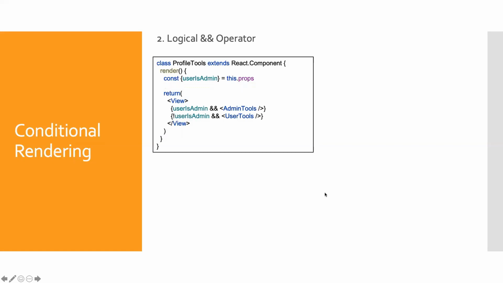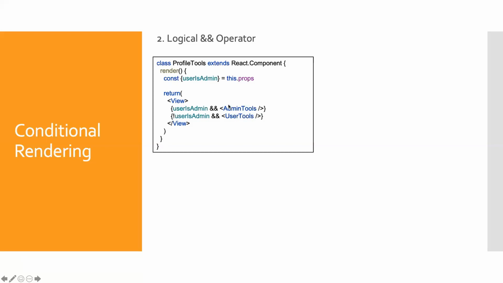Okay, next is the logical AND operator. So this actually works exactly like how you use it in an if-else statement, right? So in this case, again we have a userIsAdmin boolean that has been passed into the props of this component, and now to render the admin tool, we will do the boolean condition, a logical AND operator, followed by the component to be rendered.